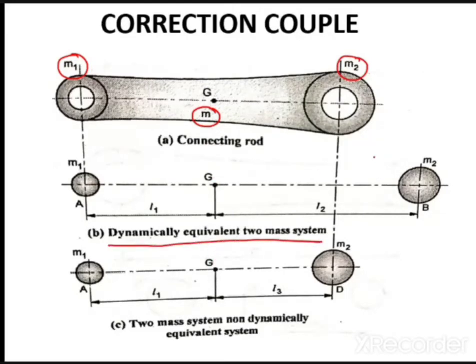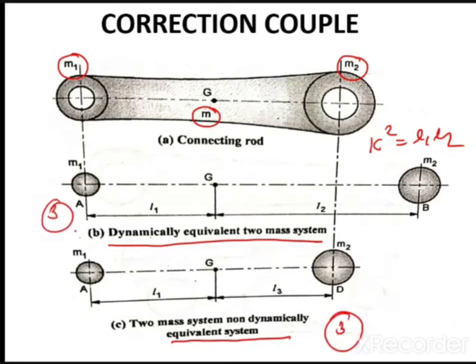So what is the condition to satisfy this? k squared is equal to L1 into L2. Let us say this is L1 and this is L2. Now this system is called a dynamically equivalent two mass system. Now let me consider one more system, a non-dynamically equivalent system. This system does not satisfy all the three conditions, and the other system satisfies all the three conditions.